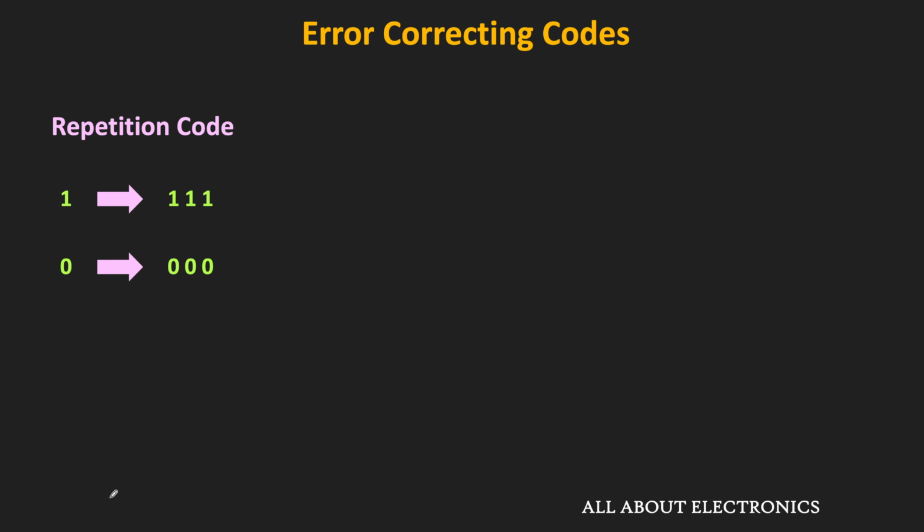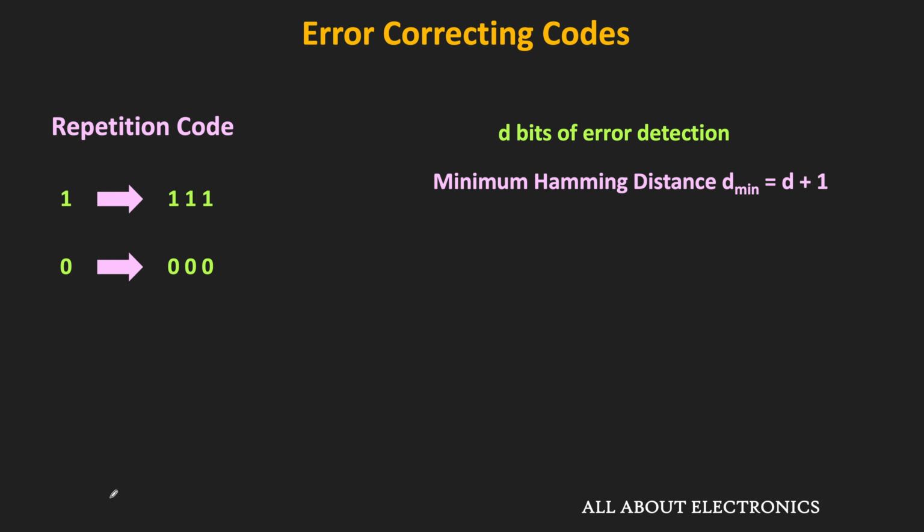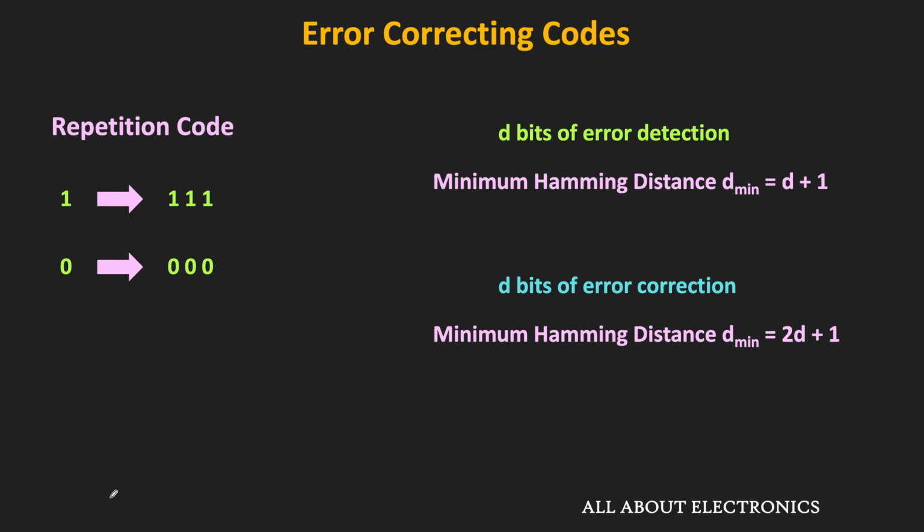In general, using a particular coding scheme, if we want to detect D number of errors, then the minimum Hamming distance in that coding scheme should be equal to D plus 1. On the other hand, if we want to correct D number of errors, then the minimum required Hamming distance should be equal to 2D plus 1. For example, for a 1-bit error correction, the minimum Hamming distance should be equal to 3. Now, if you see the triple repetition code, the minimum Hamming distance is equal to 3. And that is why this code is able to correct 1 bit of error.